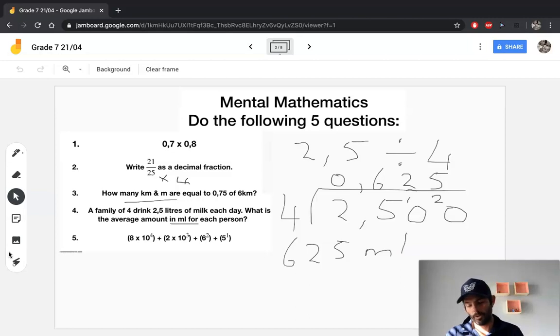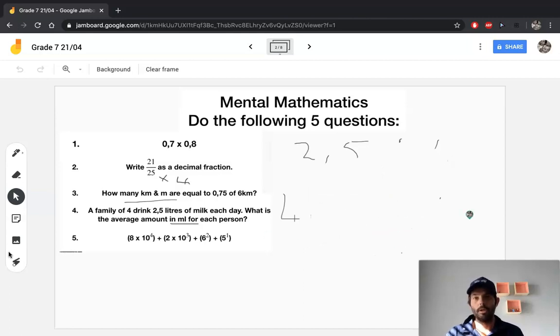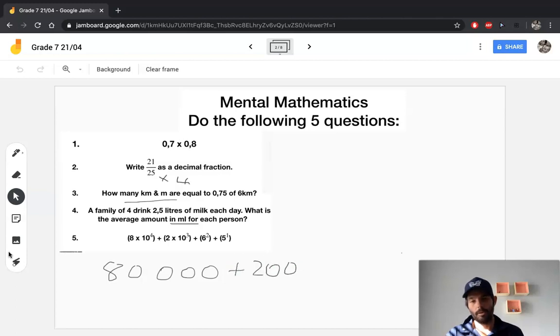Okay, good. And then the last question is just to refresh your memory on powers of 10 and exponents. So 10 to the power of 4 is 10 times 10 times 10 times 10, so 4 times, 4 zeros, so we know that that's 80,000. All right, 2 times 10 to the power of 3, 10 to the power of 3 is 1,000, so that's adding 2,000. Okay, 6 squared is 36. And 5 to the power of 1 is 5.